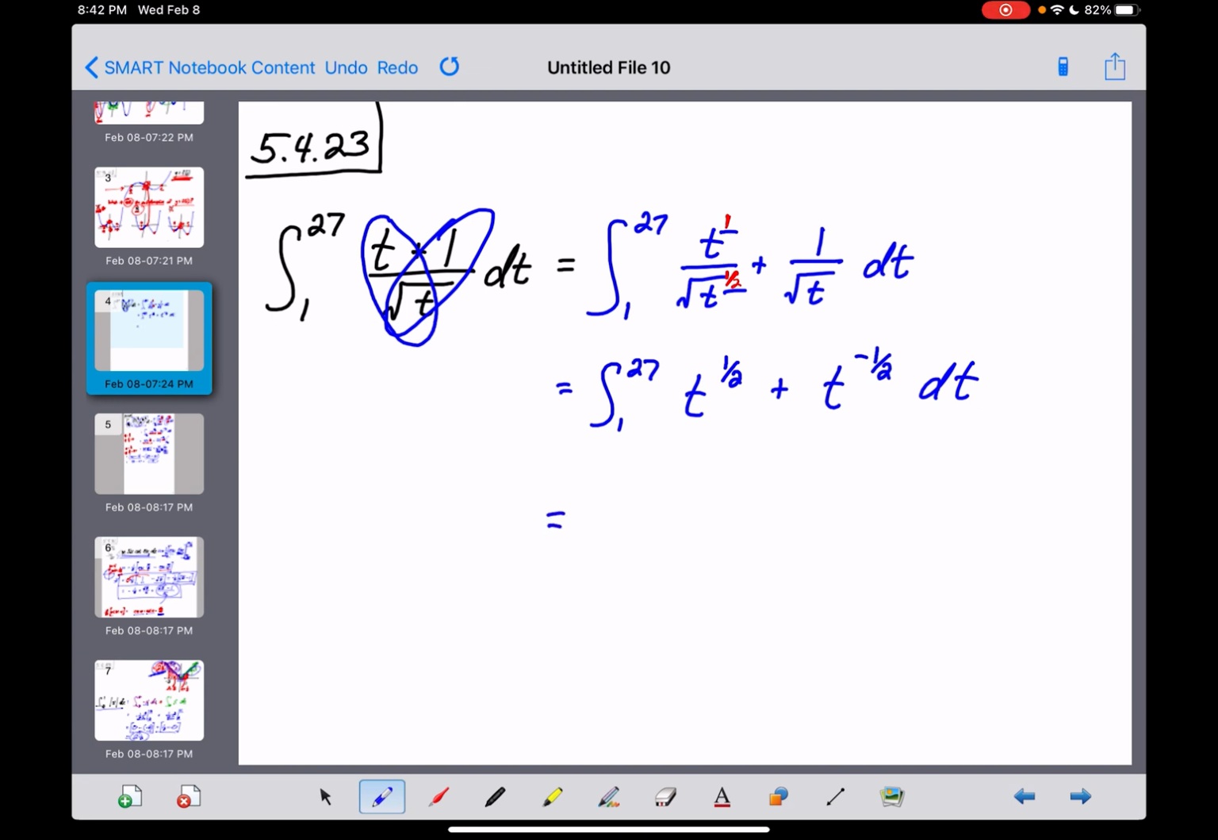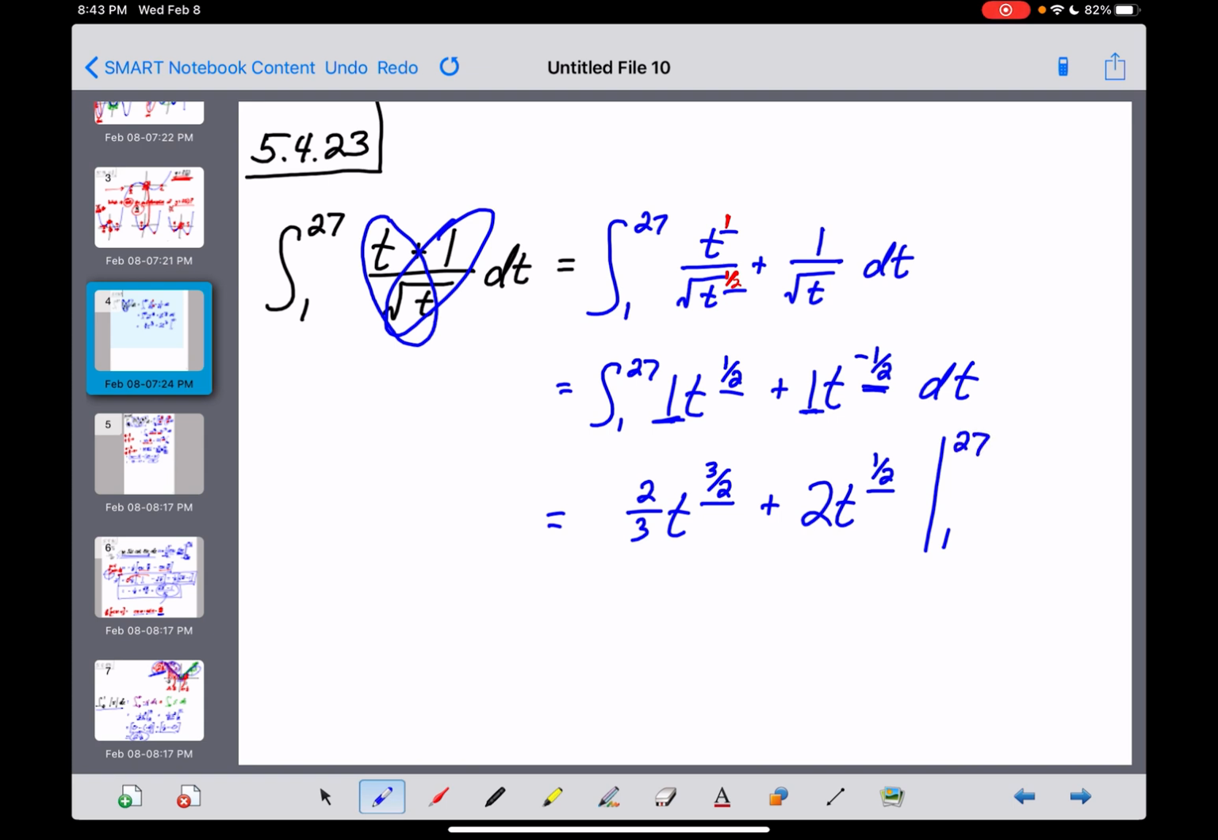So, okay, let's get on it, guys. Let's anti-differentiate. So we're going to have a t right here. Raise your power by 1. That's 3/2, and then divide the old coefficient, which was 1, by the new exponent, 3/2. 1 divided by 3/2 is 2/3. And then plus, you're going to have a t here. Raise your exponent by 1. So negative 1/2 plus 1 is a positive 1/2. And then divide your old coefficient, 1, by your new exponent. 1 divided by 1/2 is a 2. So there's your antiderivative, all of which is getting evaluated from 1 to 27.